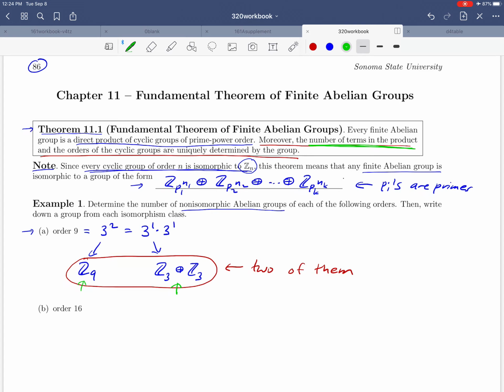You might be able to think back to earlier on in the course and come up with some other reasons why these two groups are not isomorphic. For example, Z9 is cyclic and Z3 plus Z3 is not. That concludes our first video of this chapter, and in the next video we'll continue with this and do a few more examples using this theorem to try to list out the number of possible groups.